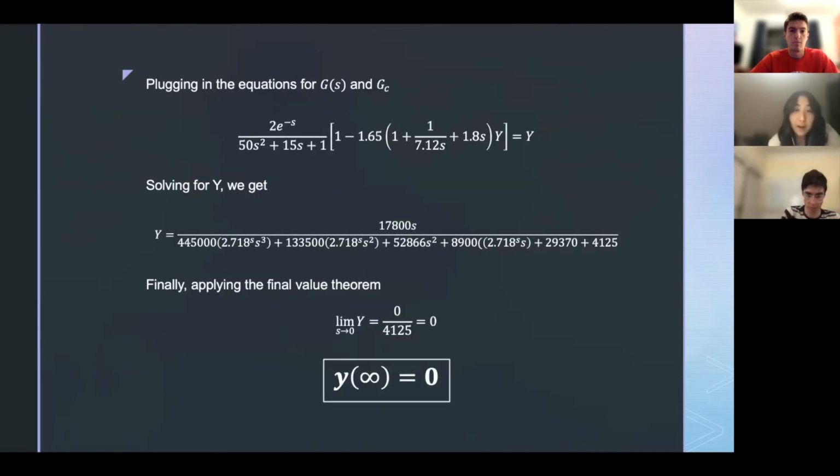And now we're going to plug in the equations for G of S and GC into that equation that we just got. And we can solve for Y using Wolfram Alpha or a similar online calculator, and apply the final value theorem to that, which is as S goes to 0. And as you can see, the numerator is 17,800 times S, so that would go to 0. That's divided by the denominator, and we get 0. So as time goes to infinity, our y value goes to 0.